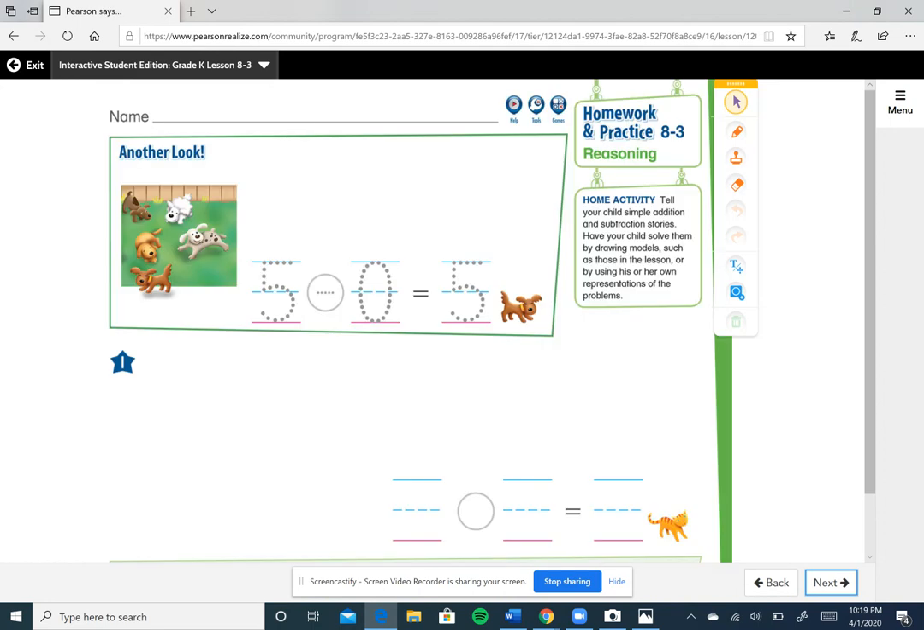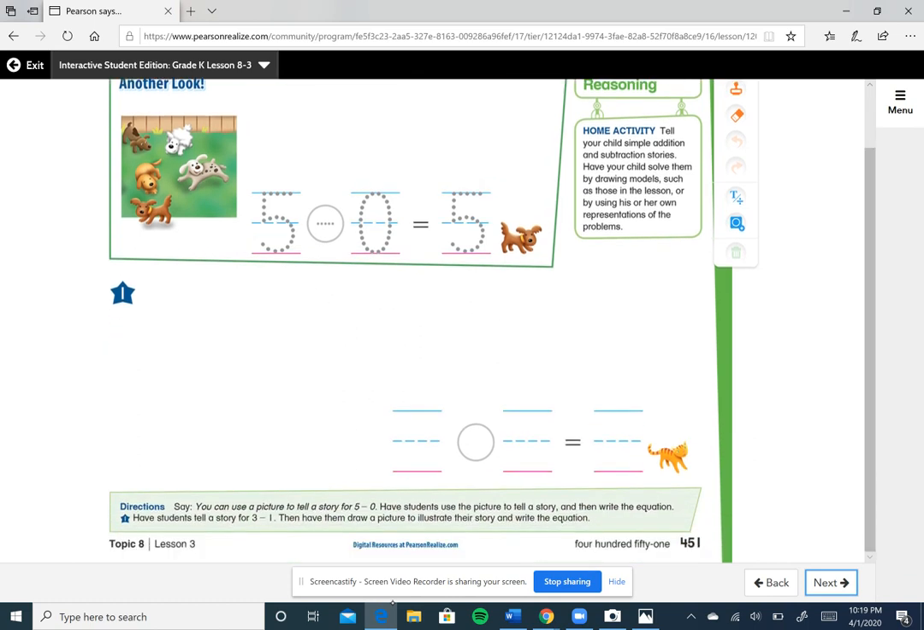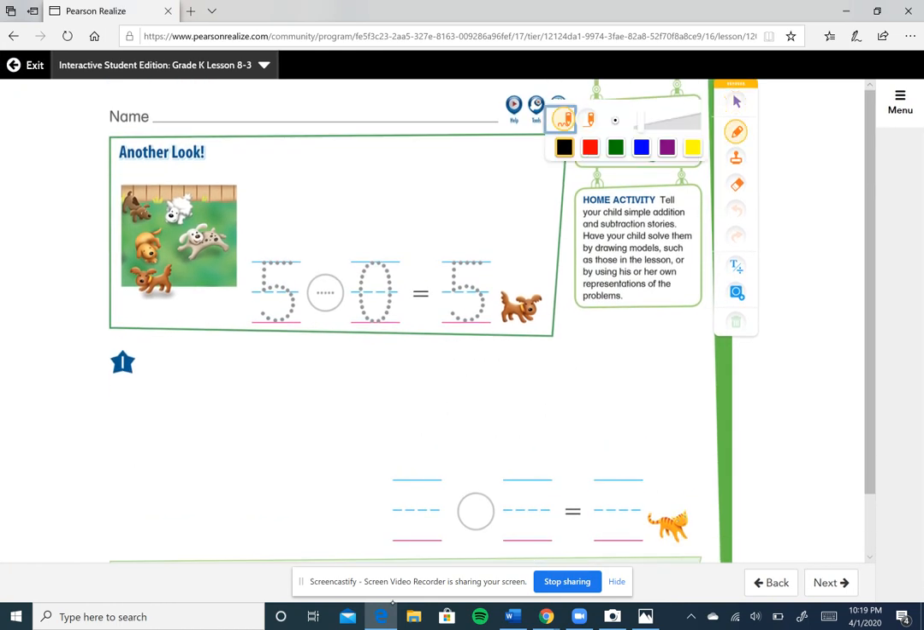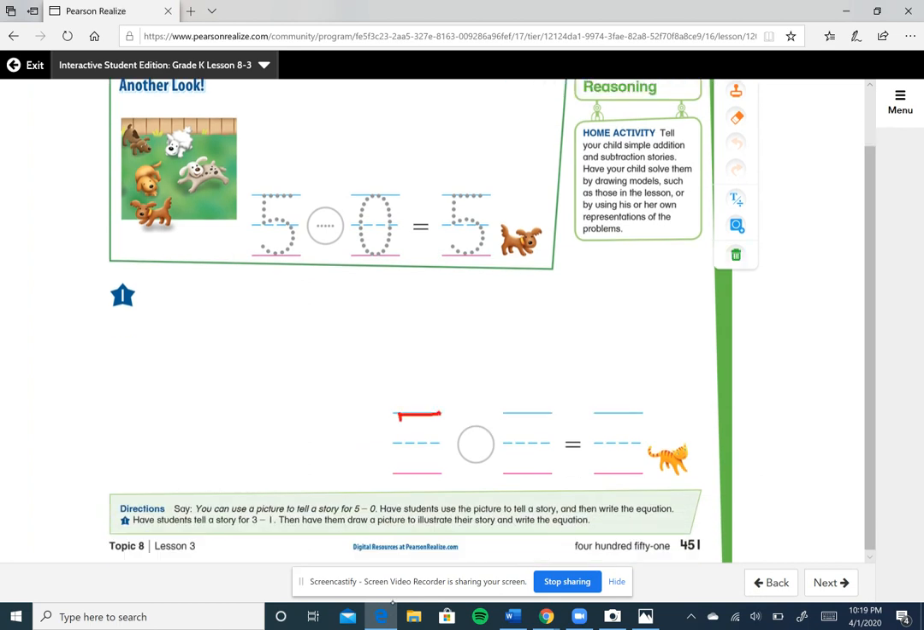Now, I think we're still at the zoo and we have, it looks like some cats. And the equation says 5 minus 0. So I want you to write 5 minus 0 right away. 5 minus 0. They're trying to trick us now.